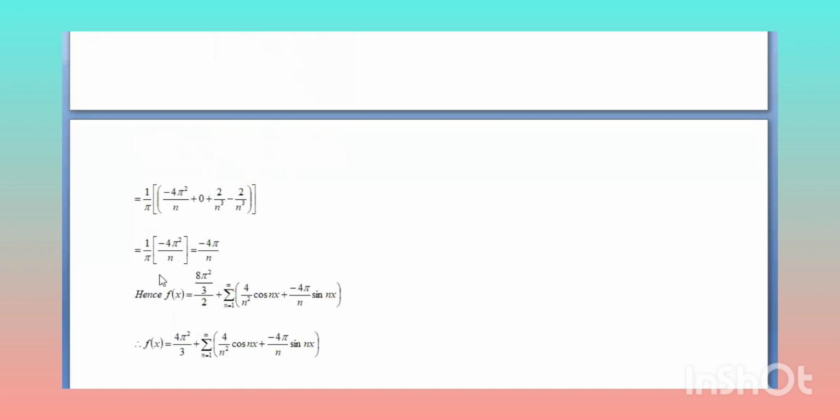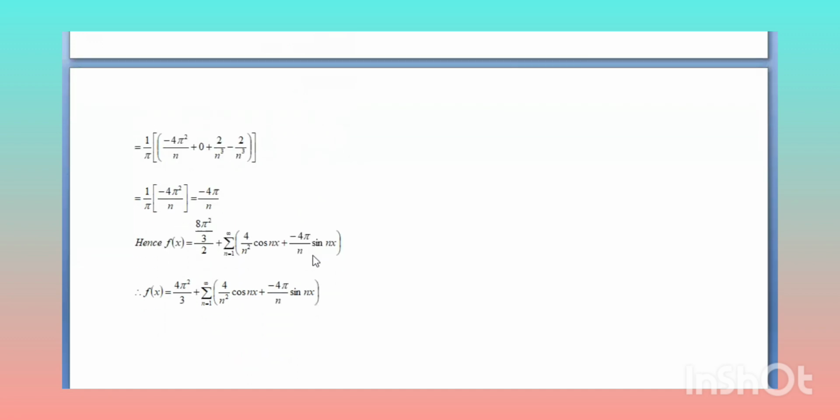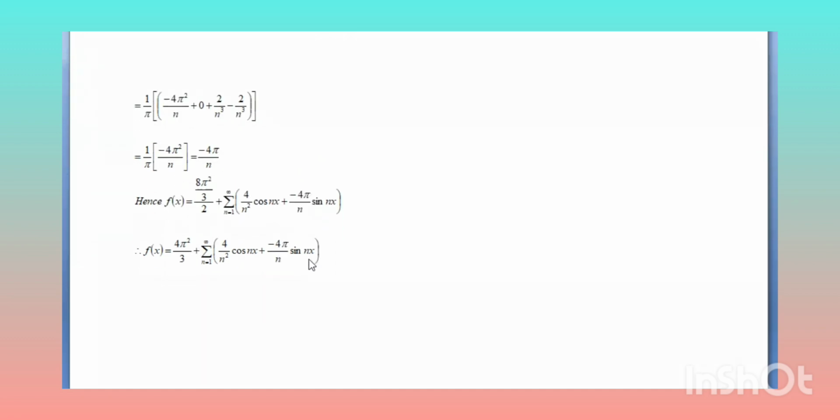So 1 divided by pi into minus 4 pi square by n. Pi square divided by pi will become pi. So minus 4 pi divided by n. This is the Bn value. So the A0, An, Bn values we have to apply in the formula.